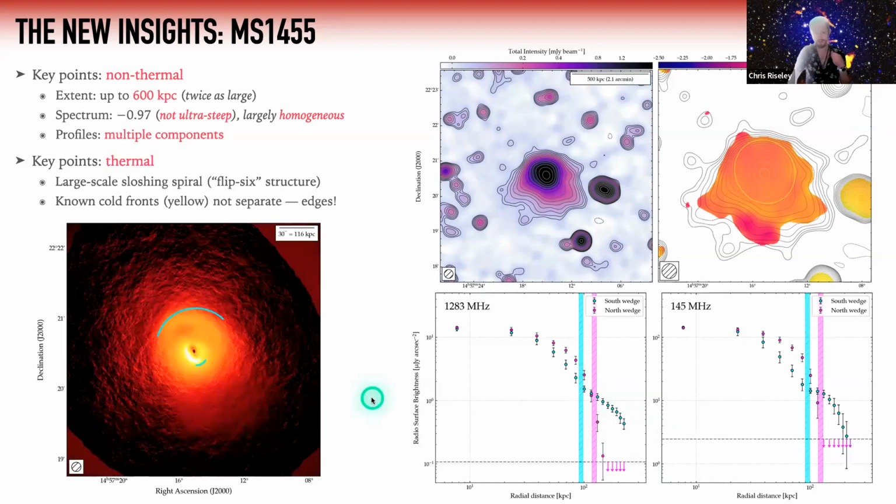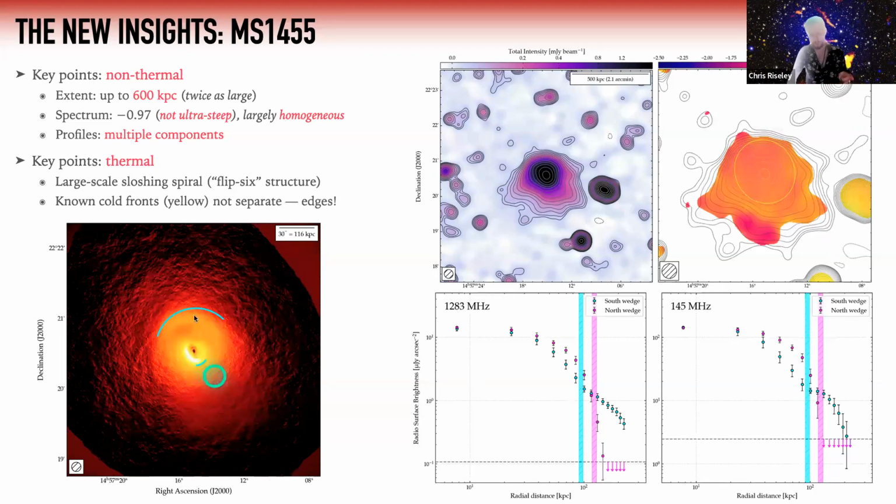And the interesting thing is, when you look at the thermal view of MS 1455, we see this kind of inverted 6 or flip 6 structure, which I refer to in these talks. We have this inverted 6 structure, which is an absolutely key piece of evidence for a large-scale sloshing spiral. One of the things we found in this study was that we have clear core sloshing in MS 1455. In fact, the known cold fronts in this cluster, which are not yellow here, and they are in fact cyan, are not separate parts of the cluster, but actually they are tracing edges of the sloshing spiral in the intracluster medium.